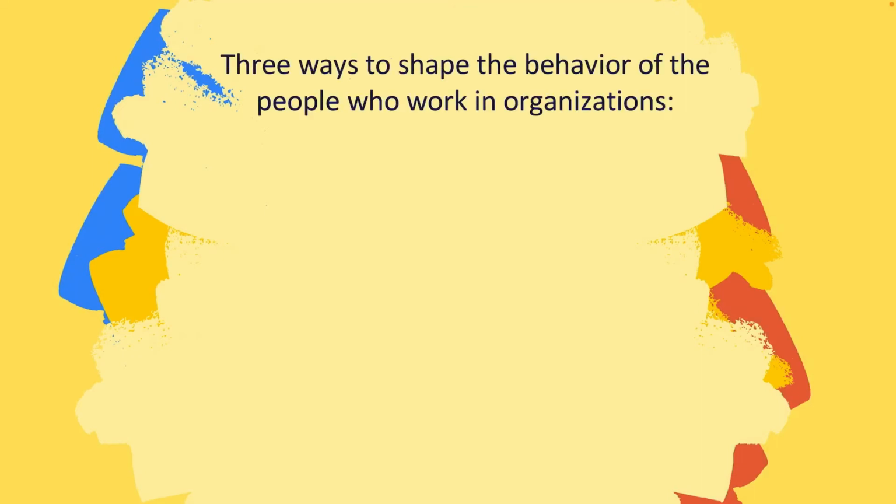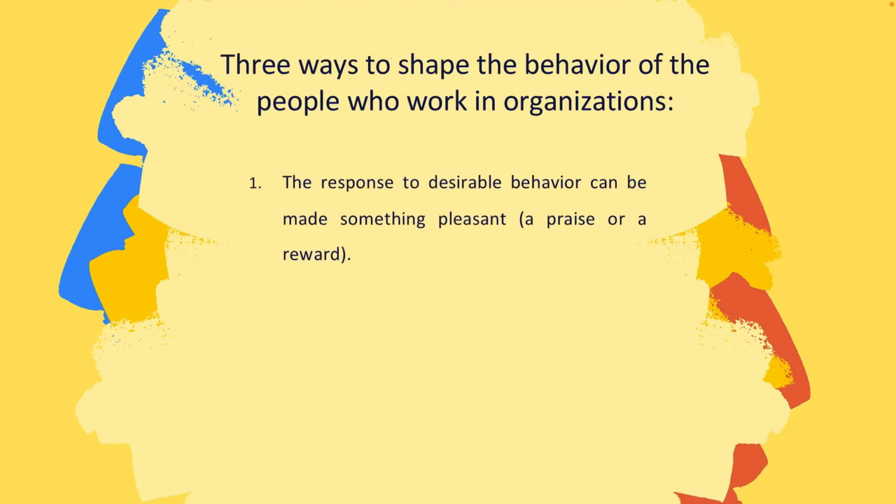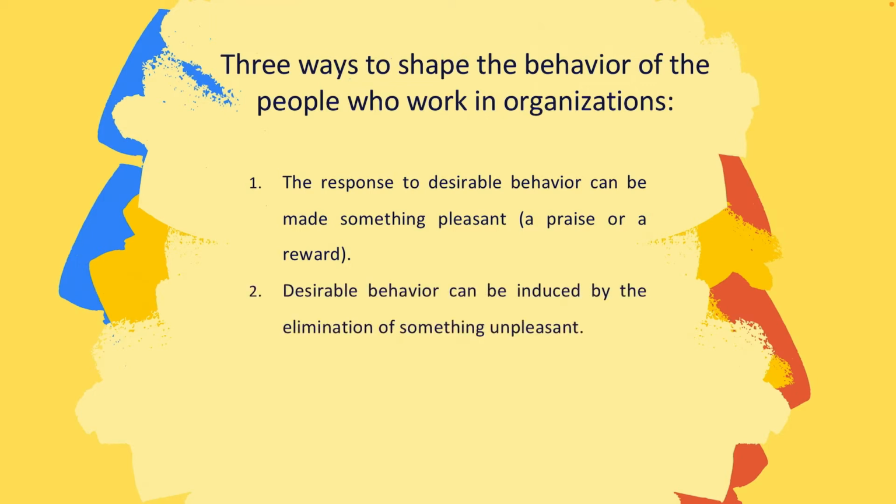The fourth is the effect of rewards on behavior. There are three ways to shape the behavior of the people who work in an organization. The first one is that a response to desirable behavior can be met with something pleasant. This behavioral influence is called positive reinforcement. Second, desirable behavior can be induced by the elimination of something unpleasant. This is called negative reinforcement. And the third is punishment. Punishment is a common remedy for undesirable behavior.